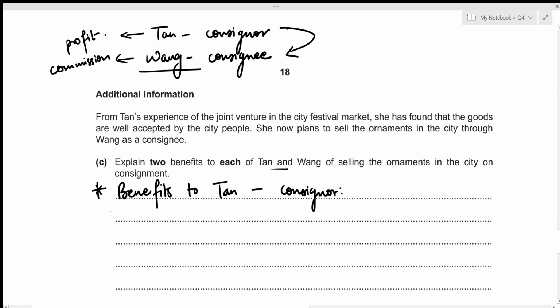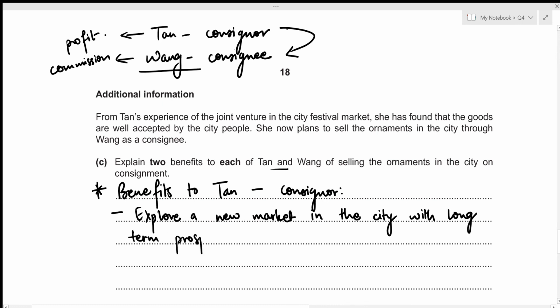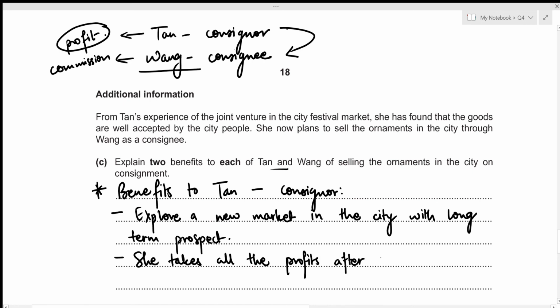So this gives her the long-term exploration of a new market. Let's write it down. Explore a new market in the city with long-term prospect. And I listed before that Tan will get the entire profit, so that's also a benefit. Let's write it down. She takes all the profits, but after deducting the commission. So that's after paying commission to Wang.